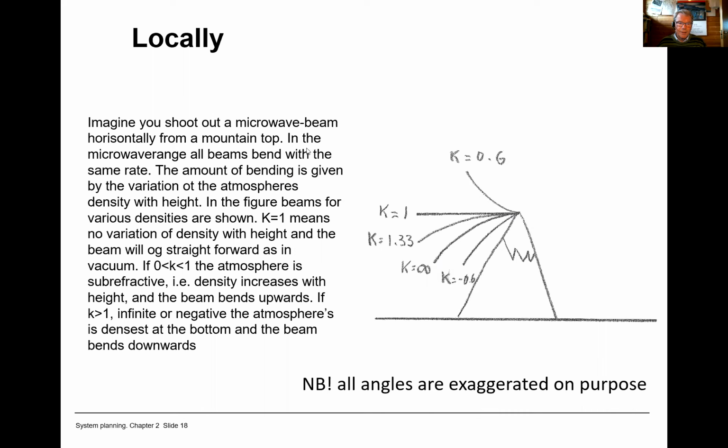And as I said here, in the microwave range, all beams bend with the same rate. The amount of bending is given by the variation of the atmosphere's density with height. And here you see the different densities, which we have shown here. Just be sure that all these angles are exaggerated, and they are done so on purpose so that you can see the difference.